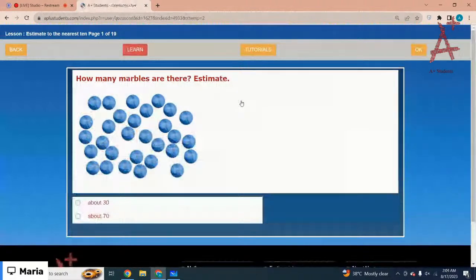Okay. How many marbles are there? You have two options given, about 30 and about 70. 70 is just too much, right? So they are about 30, right? You don't have to count, you just have to look at them and estimate the answer. They are about 30 marbles.